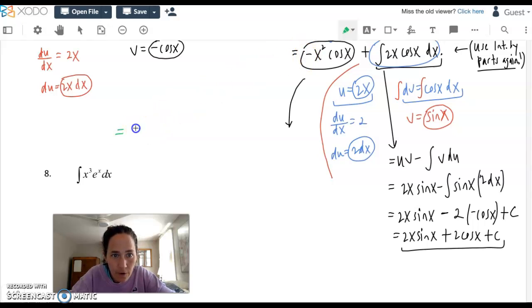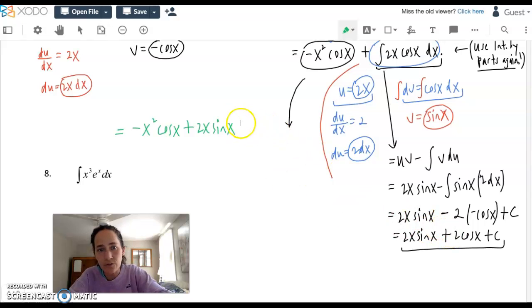So we've got this part, negative x squared cosine of x. What else do we have? We have the 2x sine of x that's here, so plus 2x sine of x. What else? Plus 2 cosine of x. And we won't forget the plus c.